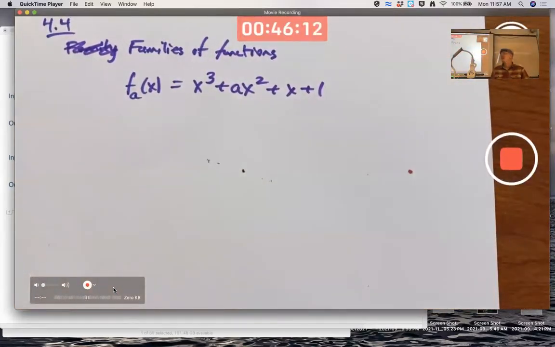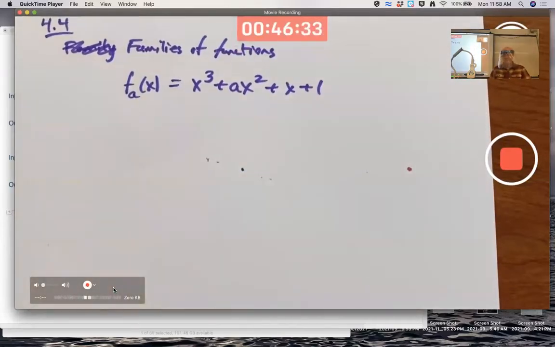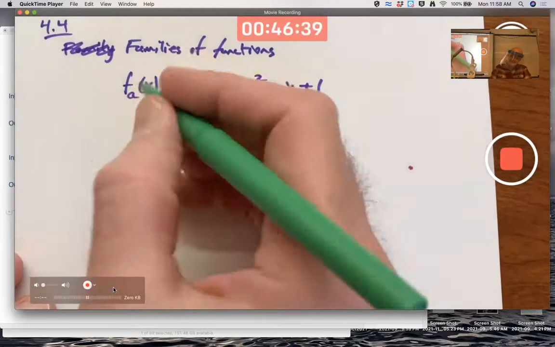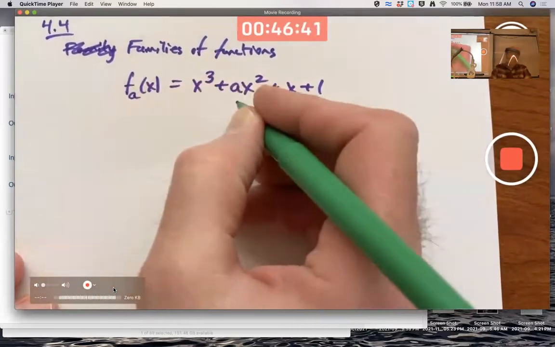And I said, maybe find any inflection points and how they depend on A, or maybe any critical points and how they depend on A, though the critical points, you may or may not have critical points. Let's go ahead and work through this one a little bit. You may or may not have critical points depending on what the value of A is. So A is a parameter.